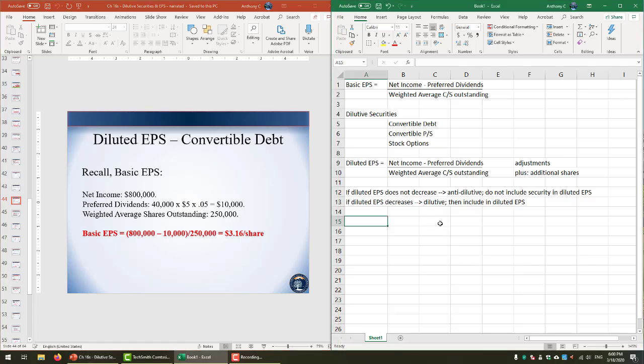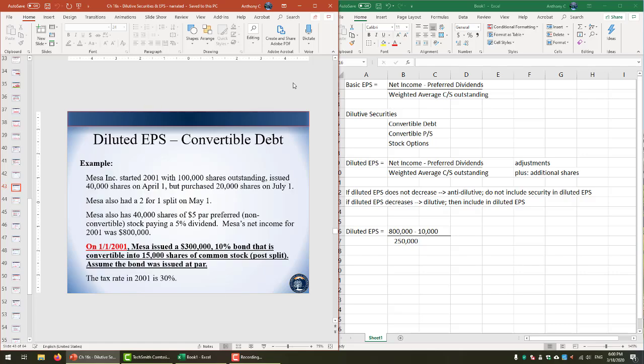So if you recall, when we calculated this, the income was $800,000. So I'm just going to replug that over here. Preferred dividends was $10,000. And then our weighted average common stock outstanding was 250,000. All right, so this was our basic EPS. Again, we're just going to adjust that to get to diluted EPS. So I'm just going to go back one slide here.